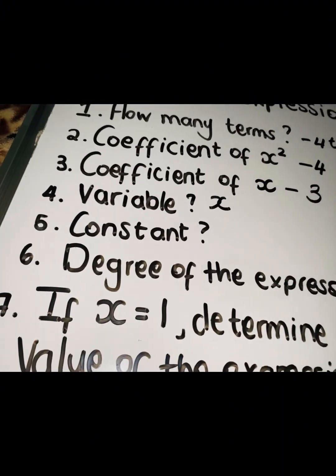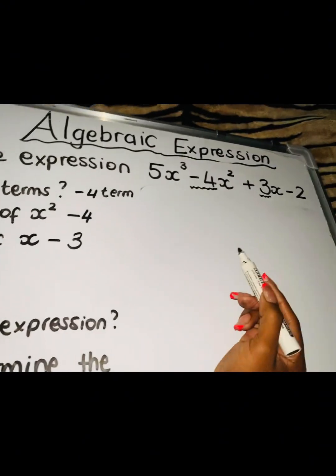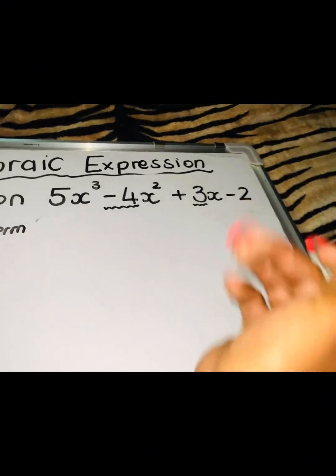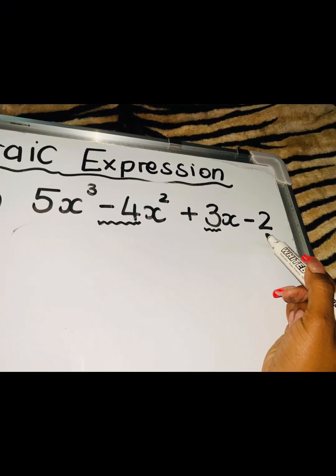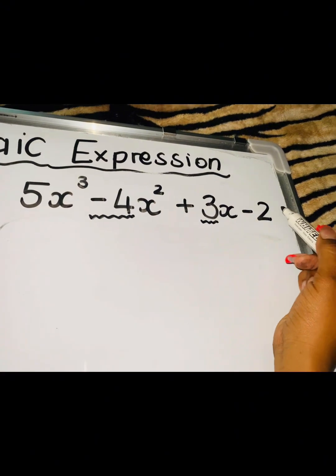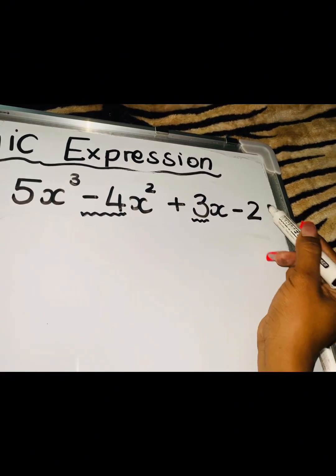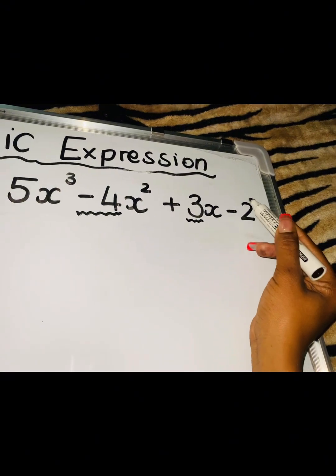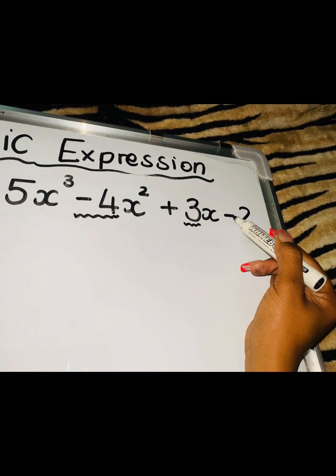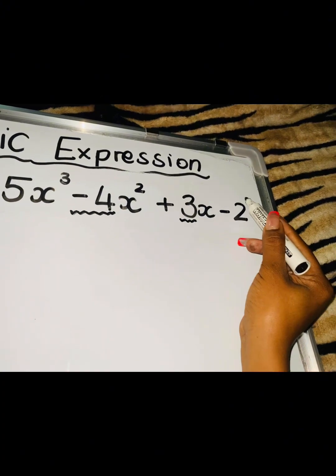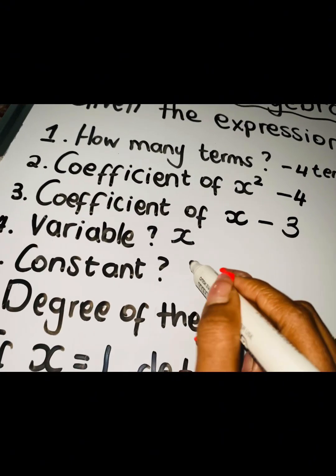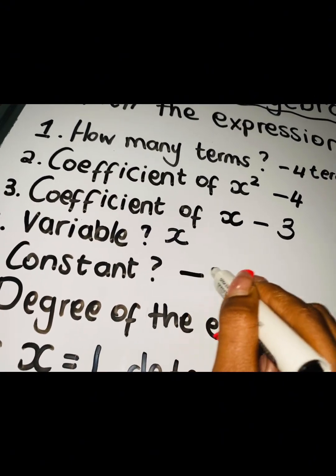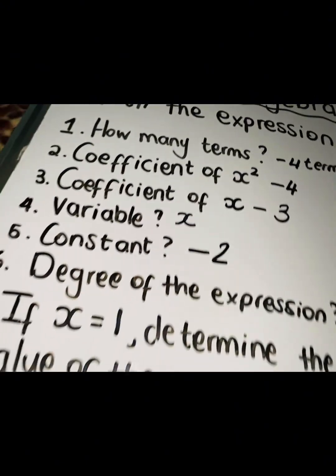Next question. They're asking us to find the constant. We said that the constant would be a number without any alphabet, meaning without any variables. So this number right here is the one with no alphabet. But now this number moves with its sign. This is going to be negative 2 instead of 2. So the constant would be negative 2.